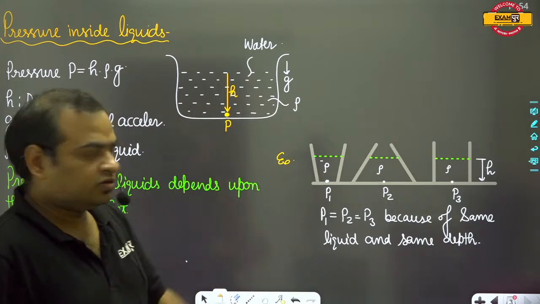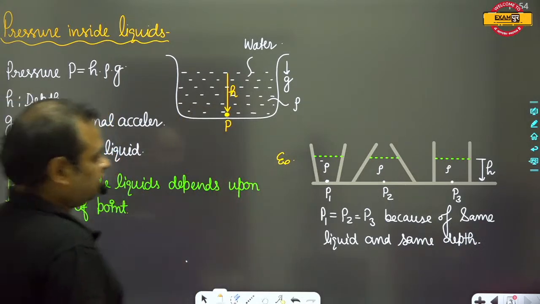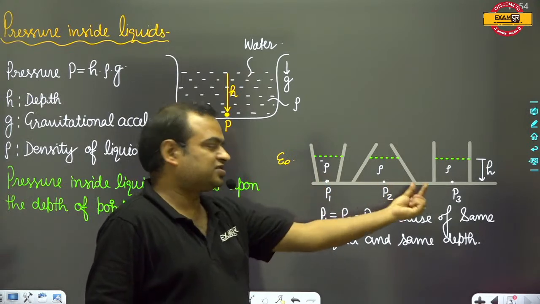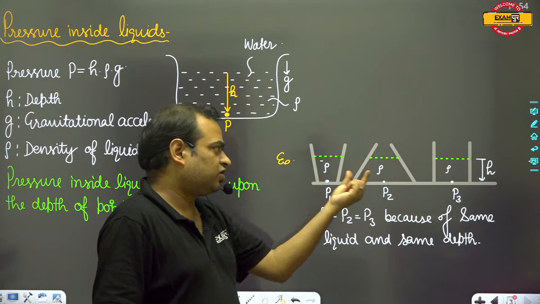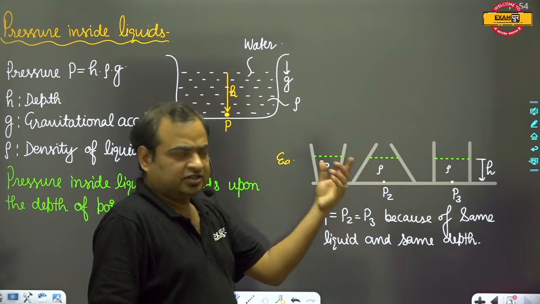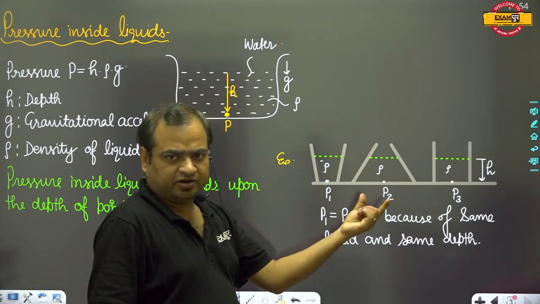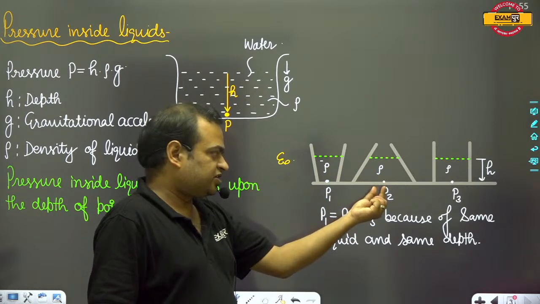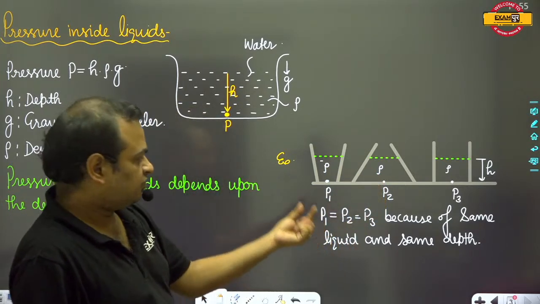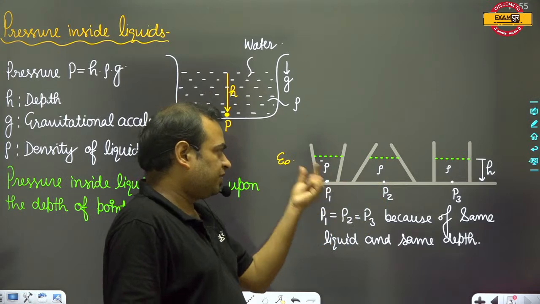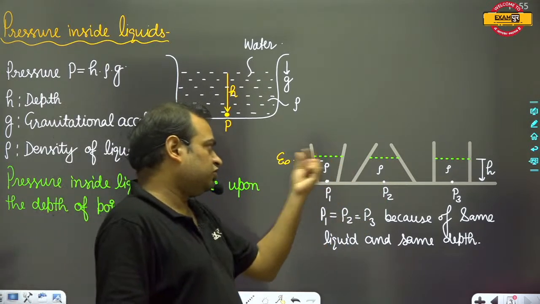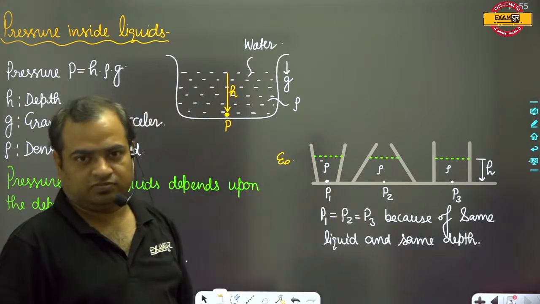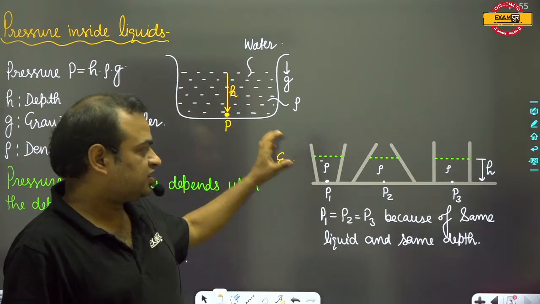So if the depth of the points is the same, it doesn't matter what kind of shape the pot has. The value of the pressure does not depend upon the shape of the pot. It depends only on the liquid column, which means the height, the depth.